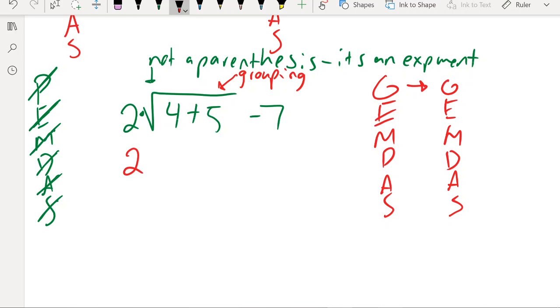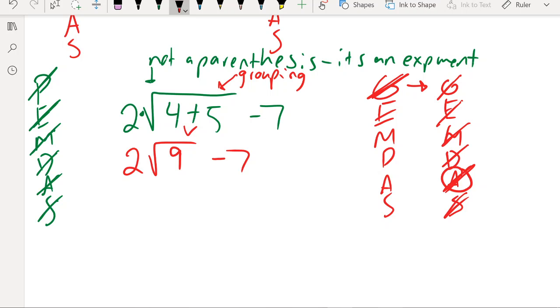And I would have 2, and then I would add. So I'm going to add inside of my GEMDAS first. Boom, boom, right? No G inside of the G, no E, no M, no D, no S. Just an addition. 2 times the square root of 9 minus 7. Now I'm done with my grouping because there's nothing else to do with 9. 9 isn't going to be added, subtracted, multiplied, divided, or taken to the power of any other number. So I'm done with that.